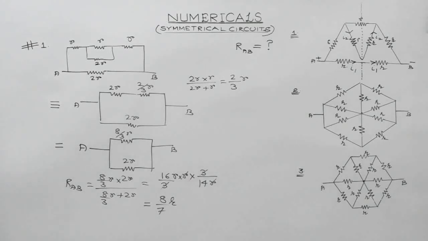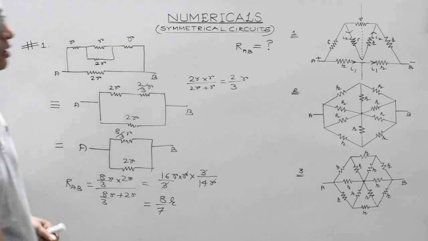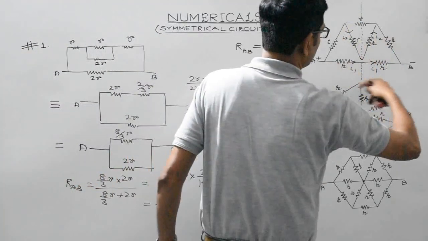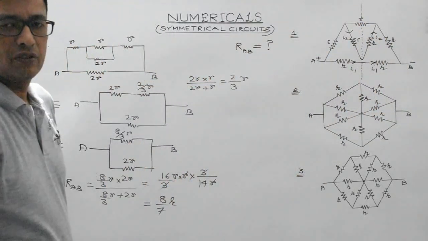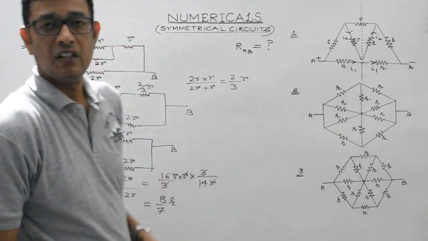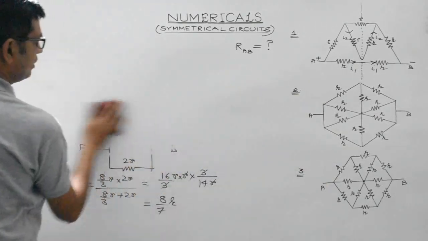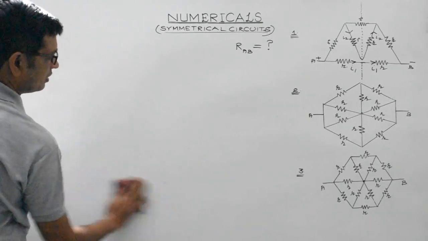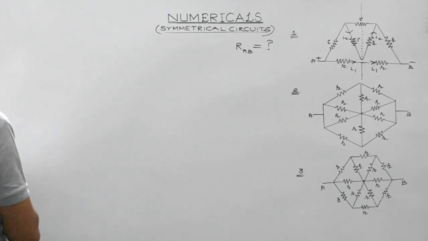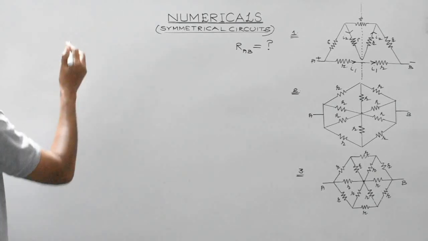Let's discuss the second case. Now remember students, the net effective resistance of this part is 8 by 7R. We can make use of this result in the other portions as well. Okay, now let's consider the second one. This is also a symmetrical circuit basically.